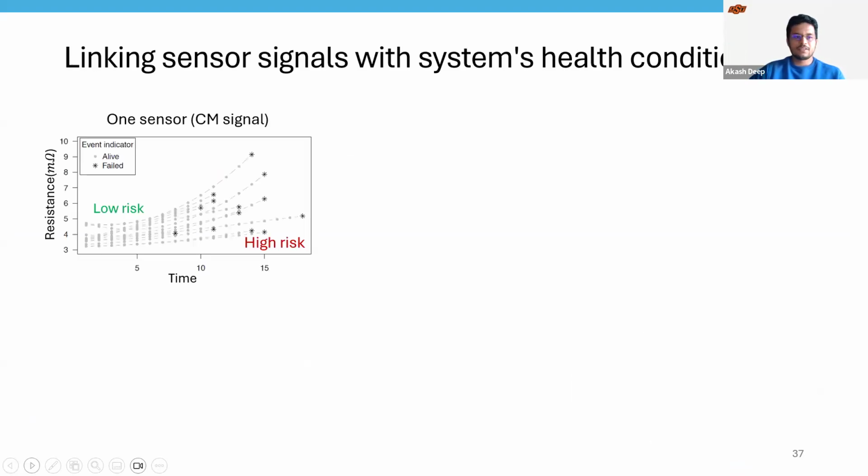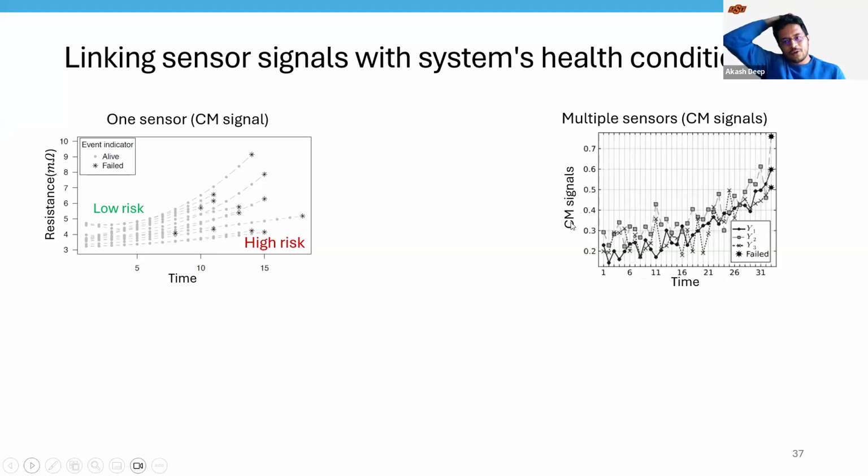Oftentimes, if you have sensors, you can have a single sensor, let's say measuring lead acid battery resistance, or you can have multiple sensors. Can you go next? On the right side, yes. So maybe you are measuring the temperature of your machine, maybe you are measuring vibration levels on your machine, and so on.